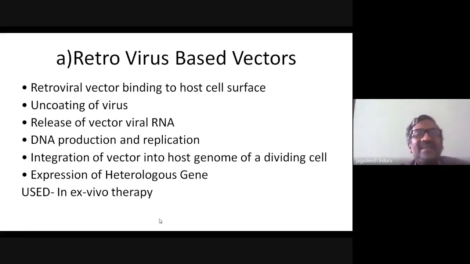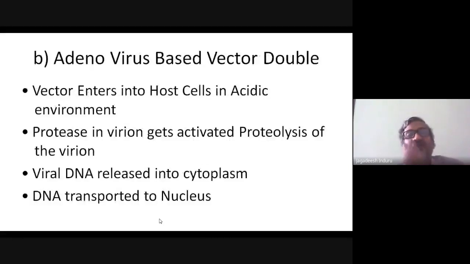The second one is the adenovirus-based vector. The adenovirus-based vector enters the host cell in the acidic environment, and the protease in the virion gets activated, and proteolysis of the virion takes place, while the DNA is released into the cytoplasm. The DNA is then transported into the nucleus, and it serves the purpose.